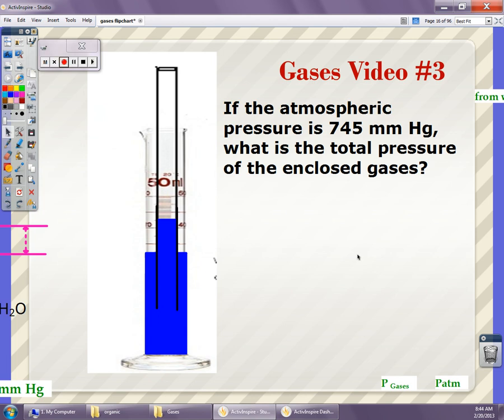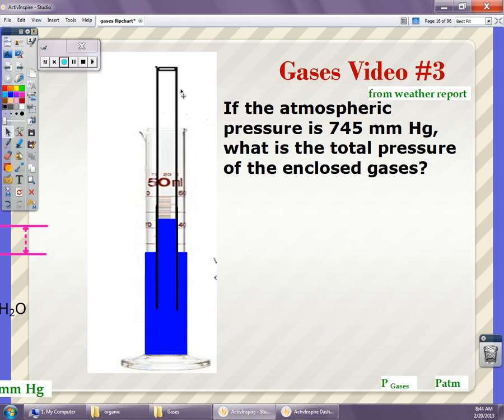A sample question would be, if the atmospheric pressure is 745 millimeters of mercury, what is the total pressure of all the enclosed gases? Now, atmospheric pressure is something that you had to find from the weather report, either the computer internet channel or perhaps the TV or radio.